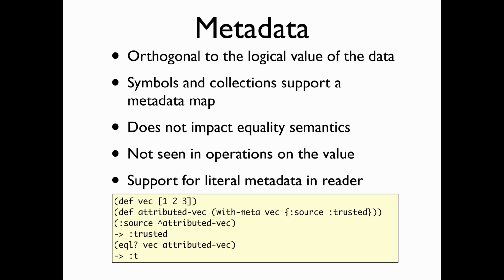Anybody have questions on that? Yeah. Earlier you showed the map as a function with the keyword as the argument. Yes, so they're both directions. Keywords are functions of maps. Maps are functions of their keys, whatever type of key it might be.